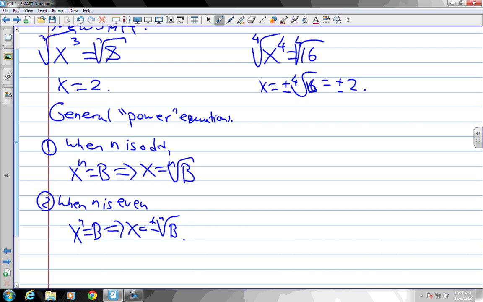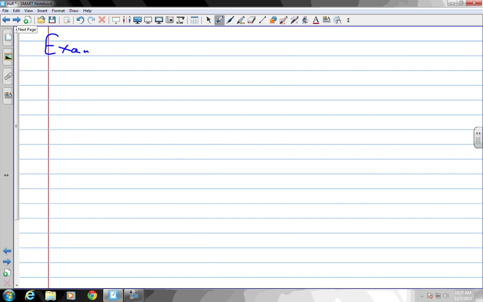Okay, so let me do a few examples. I want to solve the following equations. Here is 1: x plus 1 to the power 5 equals 1. So this is very similar to what we just had on the quiz. On the quiz we had a square, here we have power 5. So we can get rid of the power 5 by taking the fifth root.